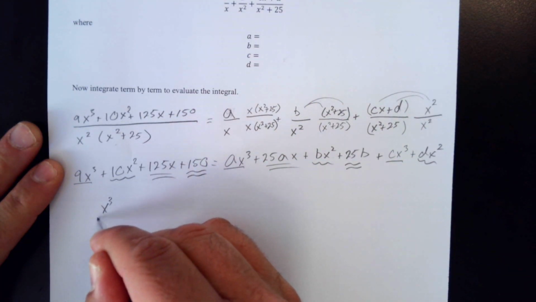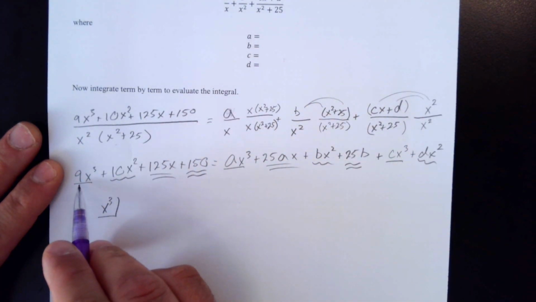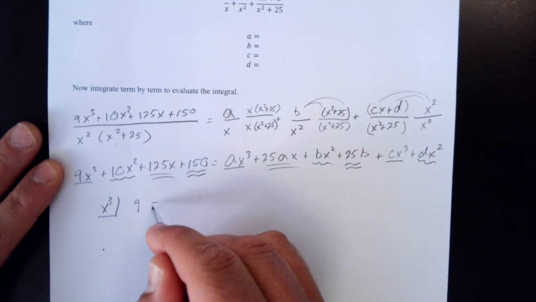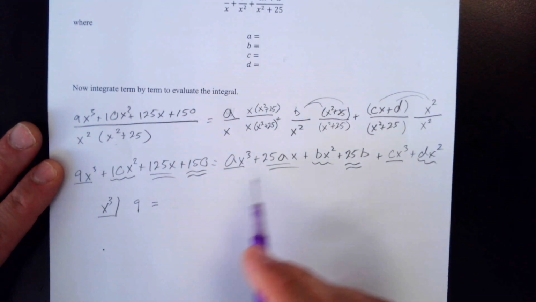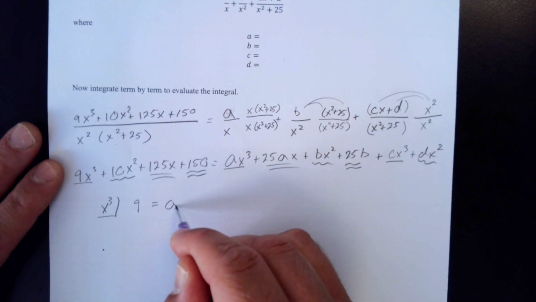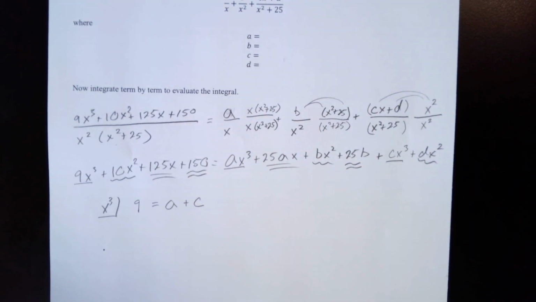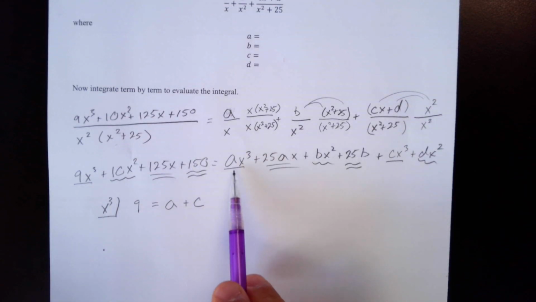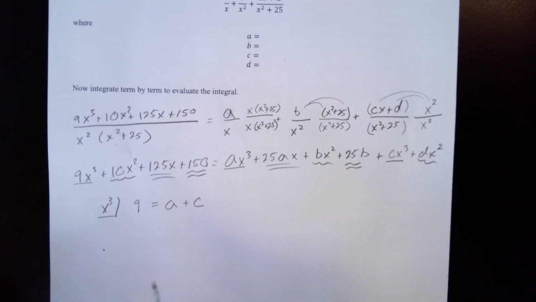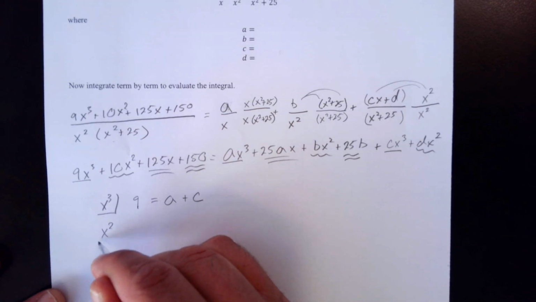For the x cubed, how many x cubes do I have on the left side? Well, I've got 9x cubed on the left side. On the right side, I've got ax cubed plus cx cubed. So if I look at just the x cubed elements, 9 over here has to be the same as a plus c over there. I'm going to do the same thing for the other ones too.